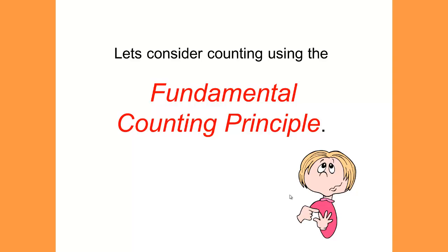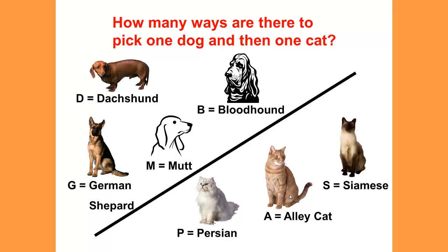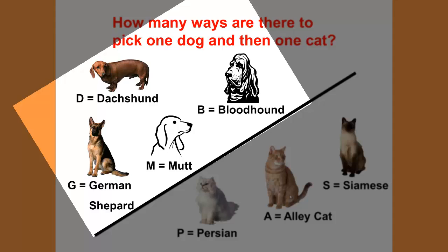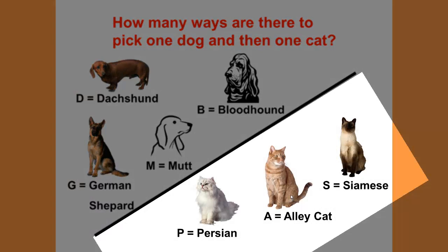First, we will consider our first topic of fundamental counting. How many ways are there to pick one dog and then one cat? Notice our sample space of dogs. G is German Shepherd, M for the mutt, B for bloodhound, and D for the dachshund. Then our cats, P for Persian, A for alley cat, S for the Siamese.